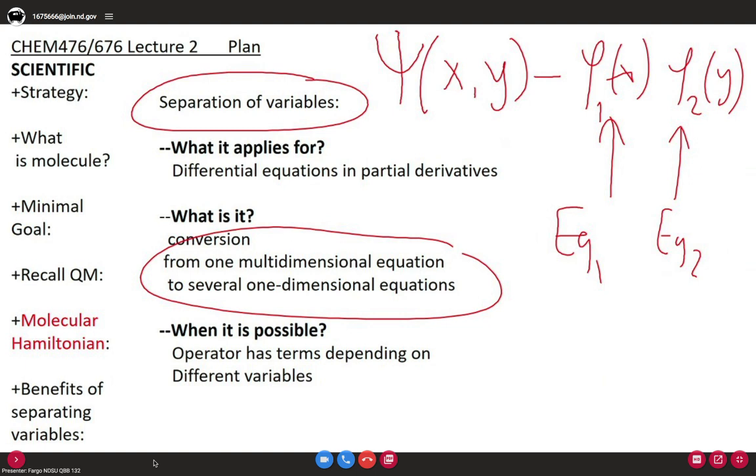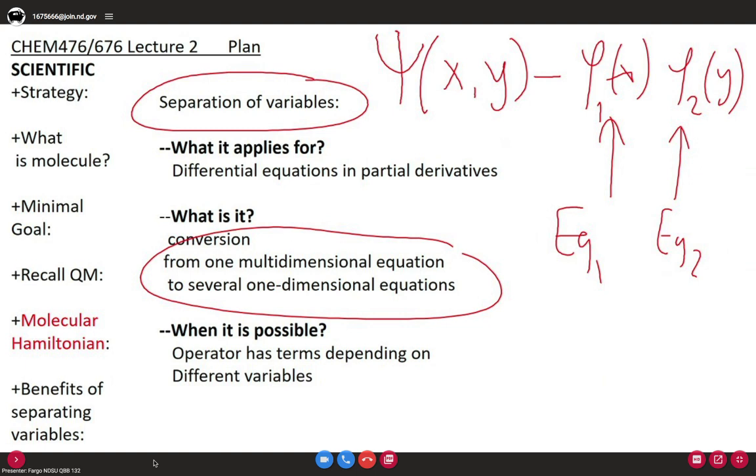And do you have an idea what our x and y will be? Our positions. Positions of what? In our atoms, our system. So we have ions and electrons.